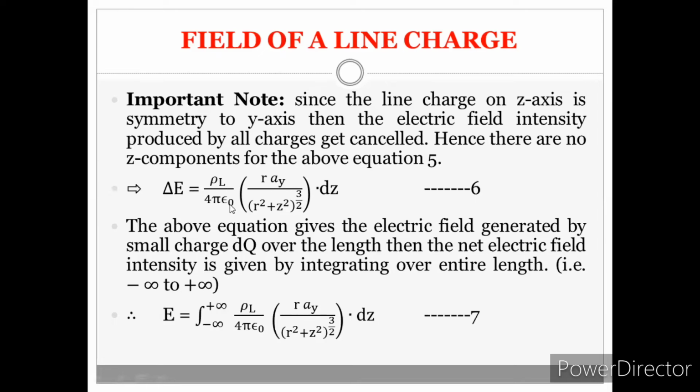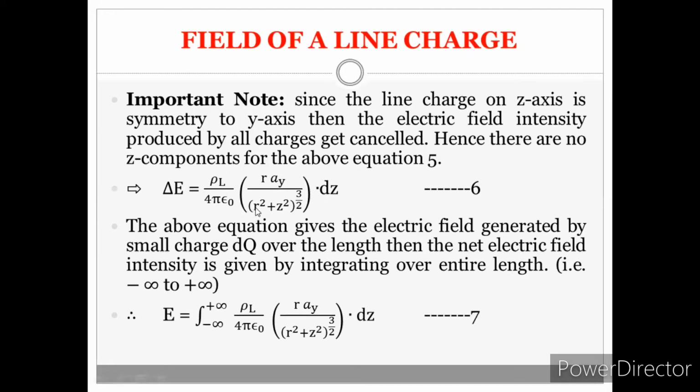So dE is rho L divided by 4 pi epsilon naught, r ay divided by (r square plus z square) raised to 3 by 2 dz. Now the above equation gives the electric field generated by a small charge over the length, and the net electric field intensity is given by integrating over the entire length. Now this is for that particular smaller length.